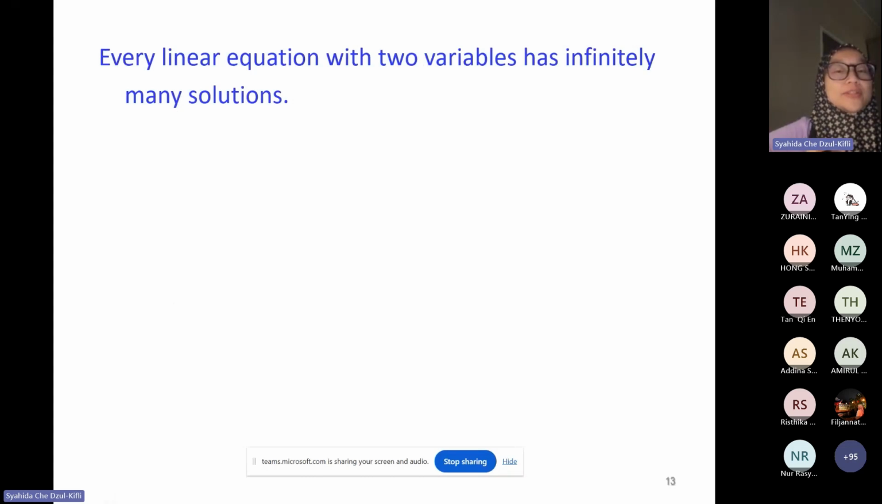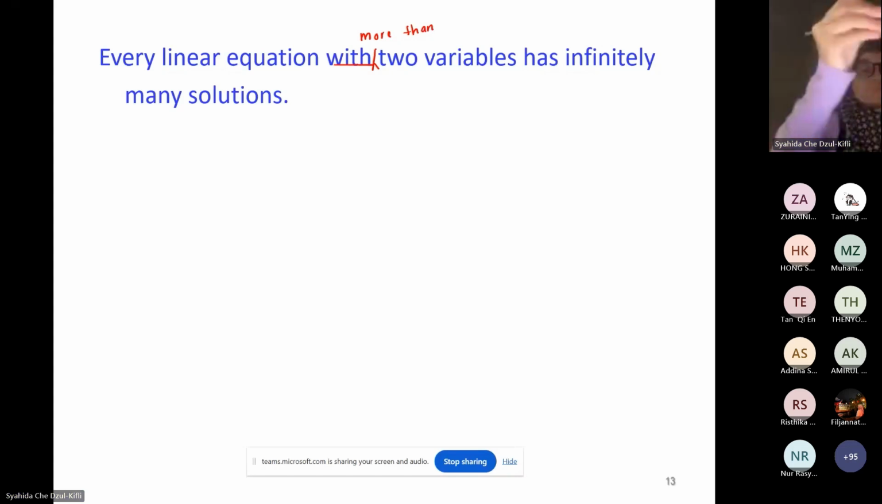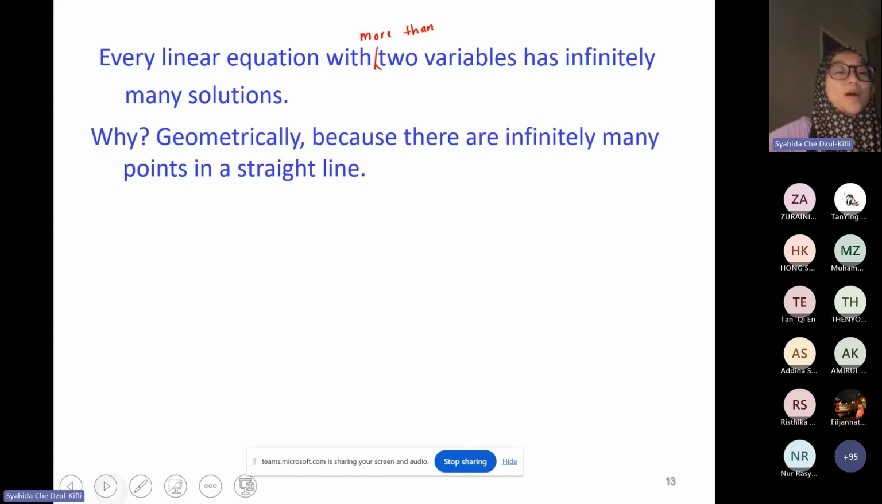We may conclude in general that every linear equation with 2 variables has infinitely many solutions. Every linear equation with more than 2 variables has infinitely many solutions. Why? Because geometrically, if we are able to draw the graph, it has infinitely many points that lie in the graph.